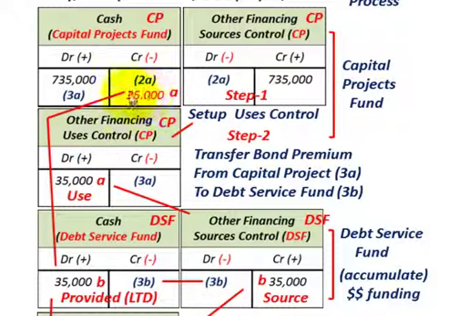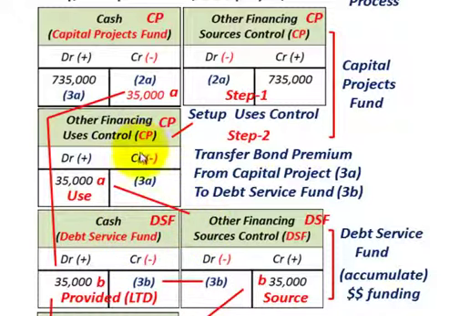So what you do here in your cash account, you're going to reduce it or credit your cash by $35,000 for that premium amount, and then you're going to be debiting the other financing uses control account in your capital projects fund for $35,000. Essentially, you're just taking this cash out of the capital projects fund and moving it down into the debt service fund, but you have to go through these intermediary accounts.